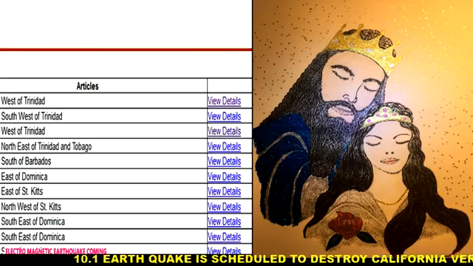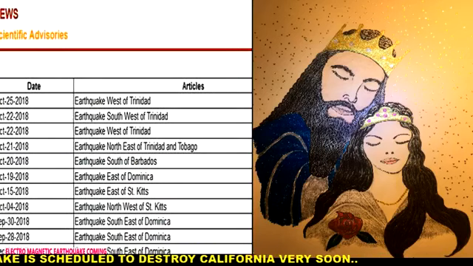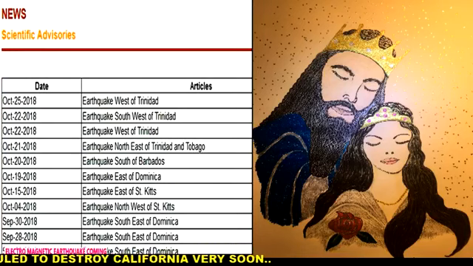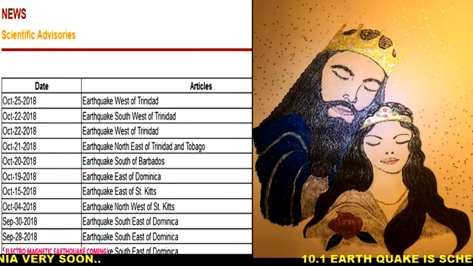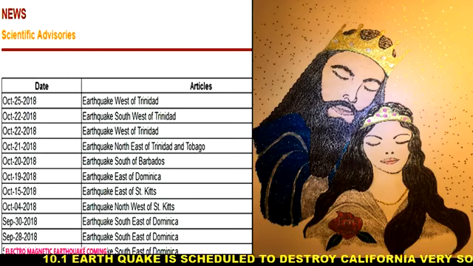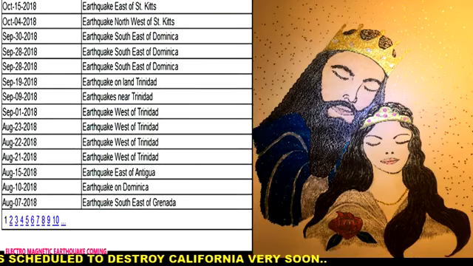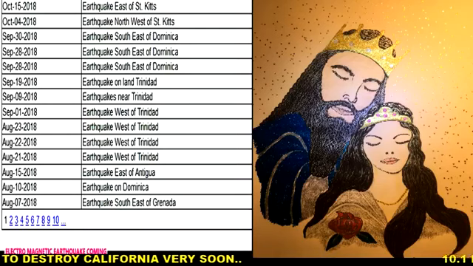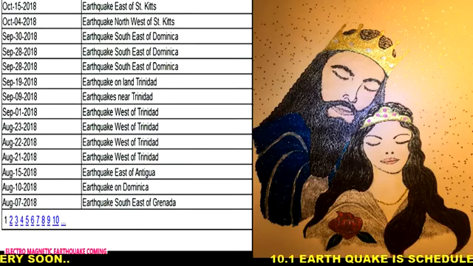So I'm going to be taking you back. Let me see if I could just go back. This is all the earthquakes that I have prophesied that have come to pass as well. Trinidad and Tobago, the Caribbean islands, is going to experience that 10.1 earthquake. So let me look for the earthquake that happened on the 21st of August. All right, so this is the earthquake that happened on the 21st of August.